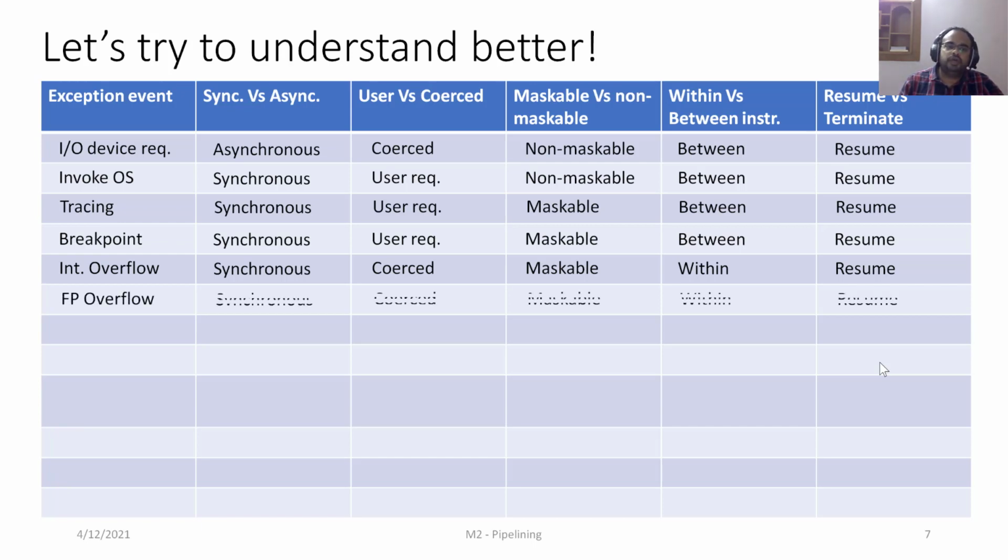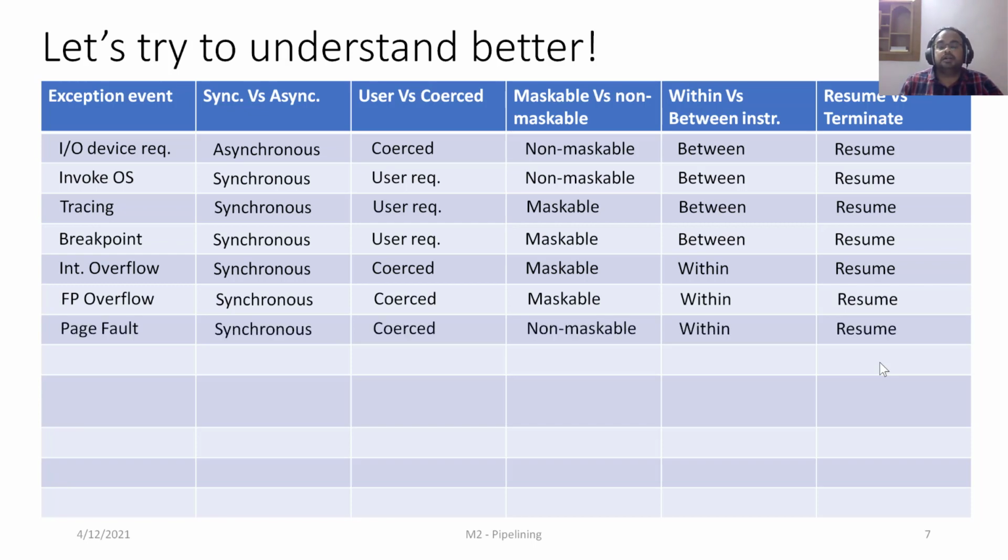Floating point overflow again belongs to the same category. It is synchronous, coerced, maskable, within instruction type, and resuming type. Page fault is synchronous, coerced, and we cannot mask it because we cannot overlook it, saying that okay, by mistake I have generated the address, please overlook and continue. That doesn't happen.